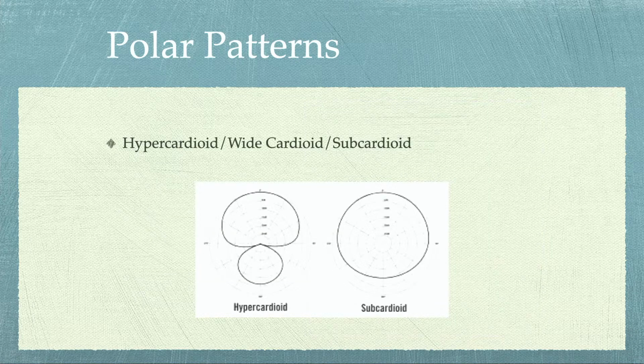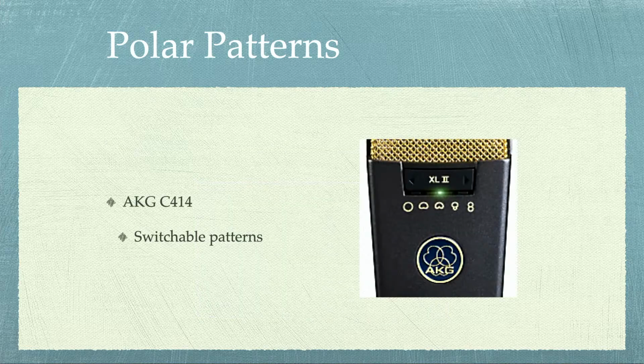There are some other weird ones that you might hear about: hypercardioid, wide cardioid, subcardioid. They're just halfway points. A subcardioid is an omni that's starting to become directional. A hypercardioid is a supercardioid that's trying to become a little bit more cardioid. Honestly, I never use these, but you will see them advertised and mentioned sometimes.